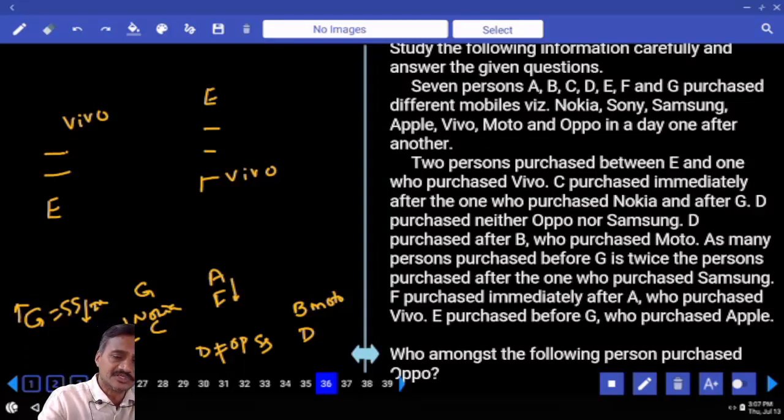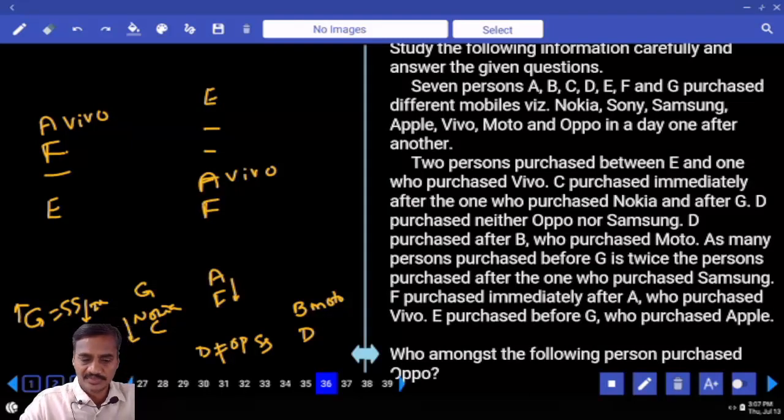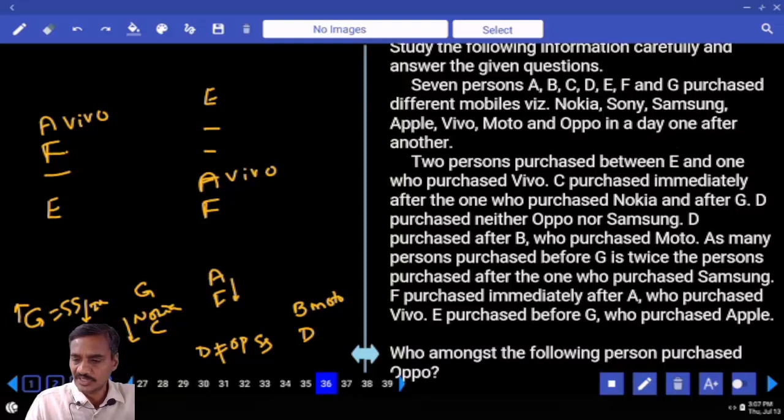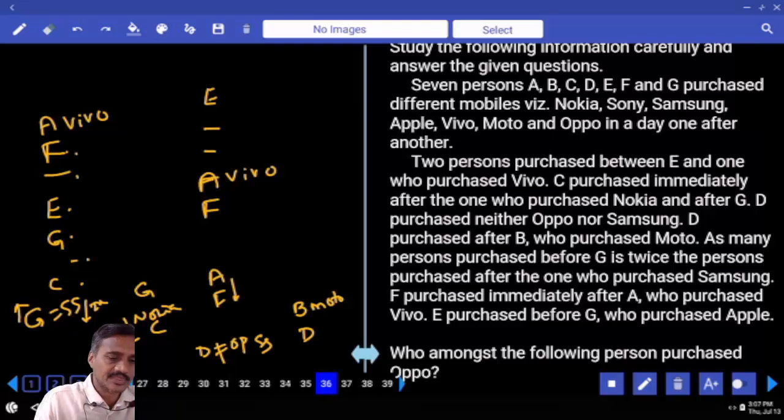Now A purchased Vivo, we have got clarity here. Now F is immediately after this one, F must get this. Now F is at this. Now if F is here, then E purchased before G. Now E purchased before whom? Before G. Now G is here. Next Nokia is here. Then C will be here, 1, 2, 3, 4, 5, 6, 7. Now this must be somewhere Nokia.